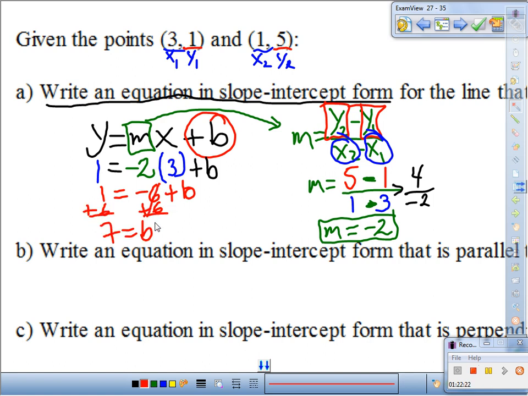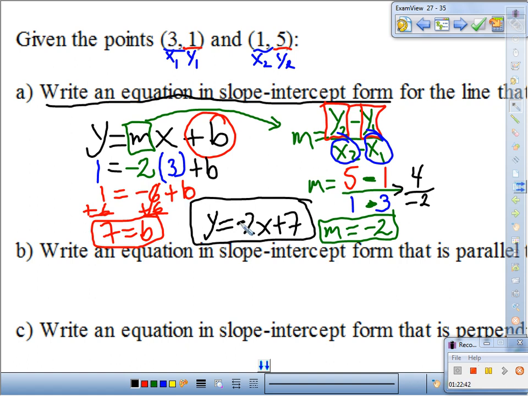7 equals b. And if you got that by yourself, okay, good. Now that I have my y-intercept and my slope, I can write my equation. Here it goes. Equation is y equals, what is my slope? Negative 2x plus what? 7. Hands if you got that. All right. Done with part A.